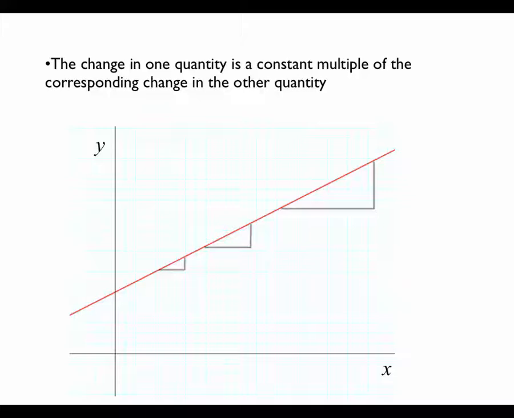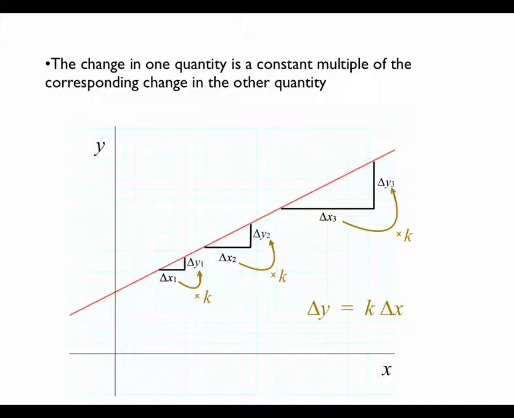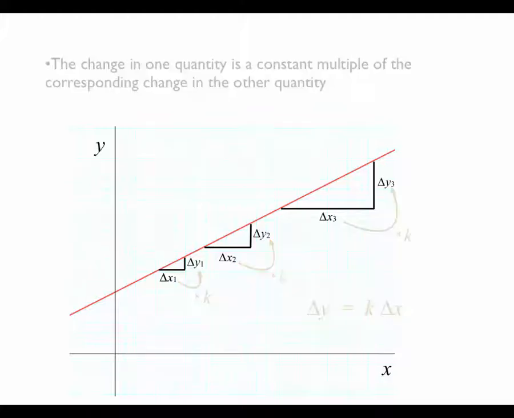Okay, constant multiple. If you want the change in y, how can you get the change in y in any given situation? You can multiply the change in x by our constant multiple, and it will give you the change in y. So this is the idea that delta y equals k delta x, where k is constant. And k is the value of the constant rate of change. Make sense?